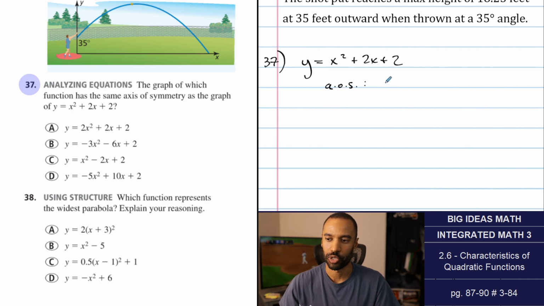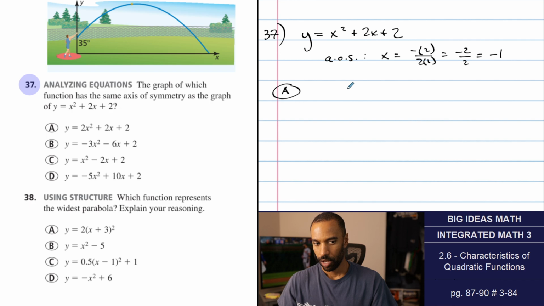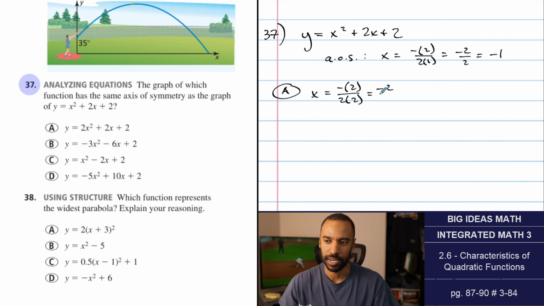Its axis of symmetry will be at x equals negative b over 2a, which is negative 1. So we have to check all four of these and figure out which one also has an axis of symmetry of negative 1. I'm not going to write the whole equation, just this part. So x equals negative b over 2a. You can see that's going to be negative 1 half.